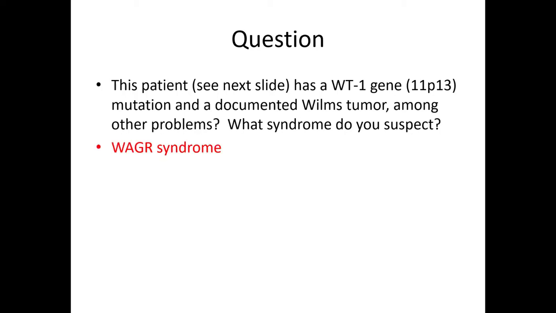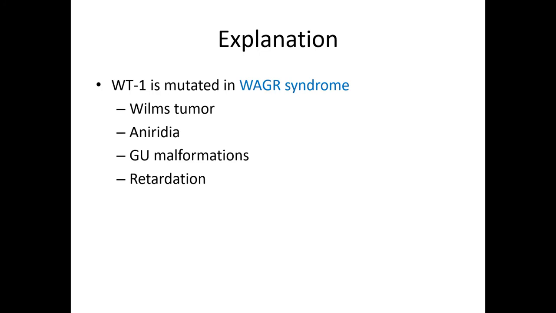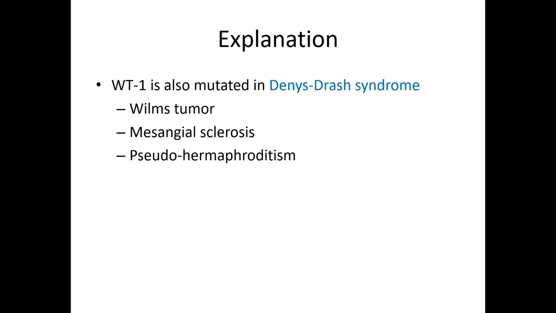It's WAGR syndrome, however you want to say it. WT1 is mutated in WAGR syndrome, and it's characterized by Wilms tumor, aniridia, which is the picture I showed, GU malformations, and cognitive issues or issues with cognitive development. WT1 is also mutated in Denys-Drash syndrome, which also has an association with Wilms tumor. They get renal problems with mesangial sclerosis and pseudohermaphroditism.